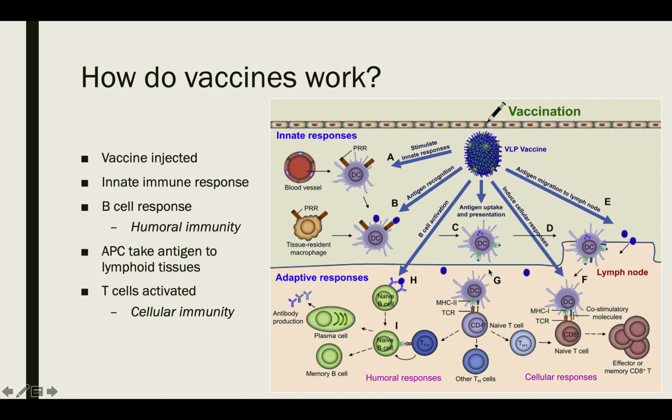Some of this antigen presentation can happen in the tissue. Some of it's going to happen in your lymphoid organs, like your lymph nodes or your spleen. We talked about those locations, the lymph nodes and the spleen, where all your B and T cells are. And so this is where this antigen presenting cell is going to do that.